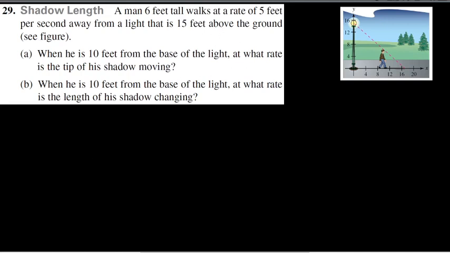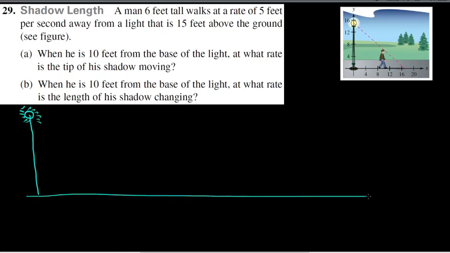This tiny picture here is a little confusing, so let me try to draw a better picture. Well, not a better picture, obviously. I can't draw a better picture, but a more detailed one at least. So here's the light up here. Here's the ground. And again, we know the light is 15 feet above the ground. So this is a constant 15 feet.